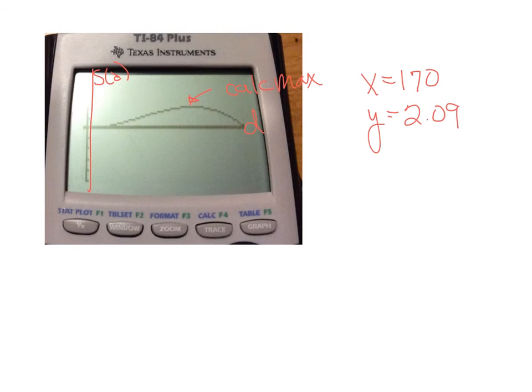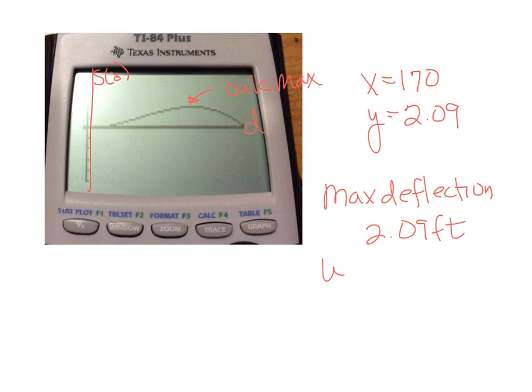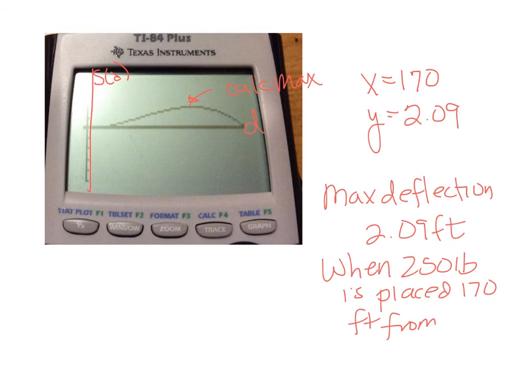And so to answer the question that was asked, it says, what is the greatest amount of deflection and how far west from the piling would the object need to be to make this deflection? Well, the max deflection is 2.09 feet, and it occurs when the 250-pound object from the problem is placed 170 feet from the west or the left piling. And that's the answer to that one.